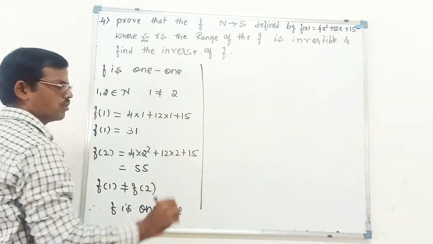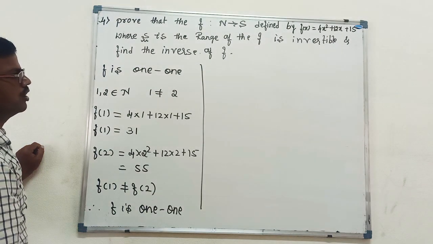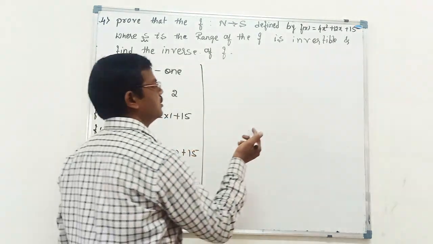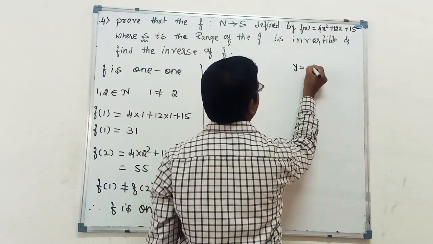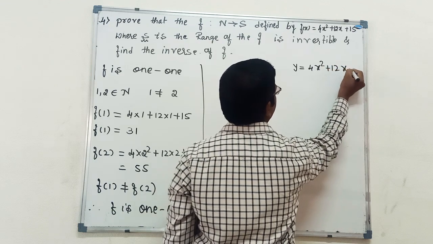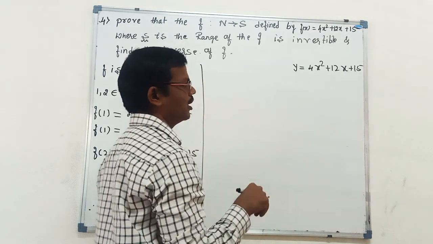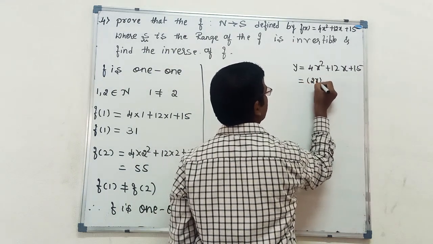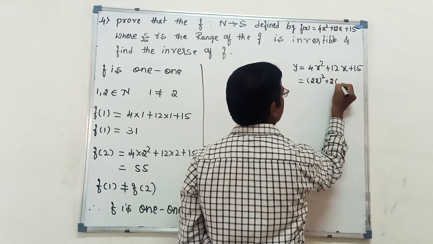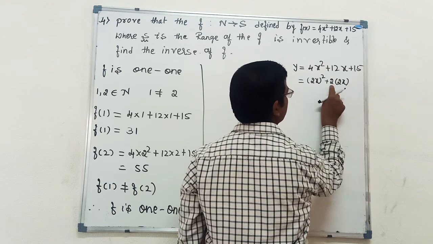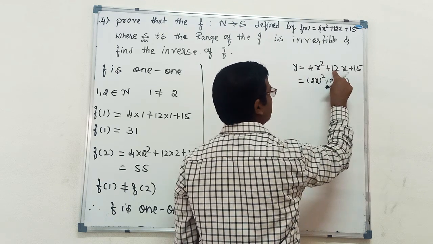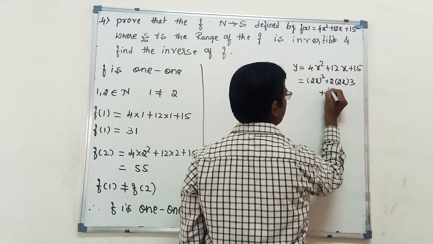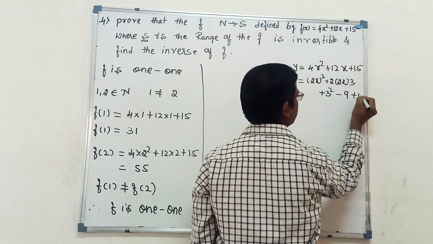Next, for onto, to show that the function is onto, first we have to express x in terms of y. So y is equal to 4x square plus 12x plus 15. We should remember the identity we studied previously, a plus b whole square. So here we write 2x whole square plus 2 times 2x times b. 2ab means 2 into 2x into b, which is 12x, so b is 3. So plus b square we need: plus 3 square, minus 3 square, minus 9, plus 15.